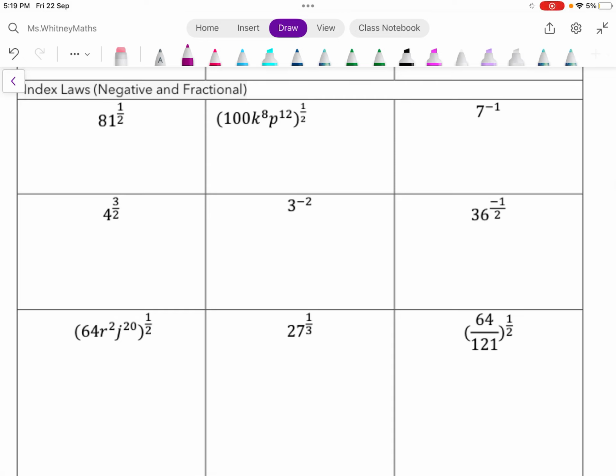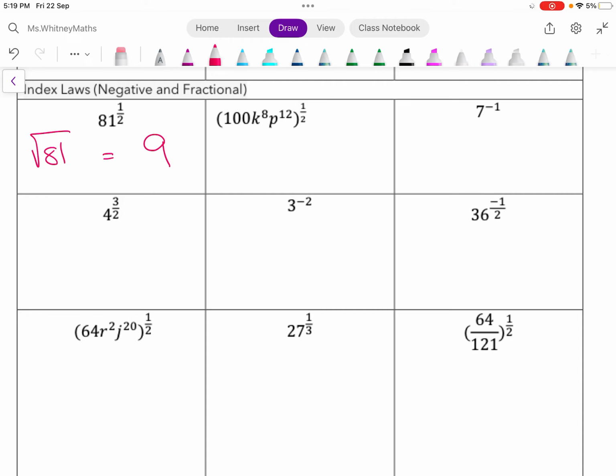Okay, now we're going to go through index laws, including negative and fractional. So if you haven't already had a go at these, please pause the video and then come back and reflect on your understanding. So anything to the power of half actually means square root. So we're actually doing square root of 81. So we get the answer to be 9.